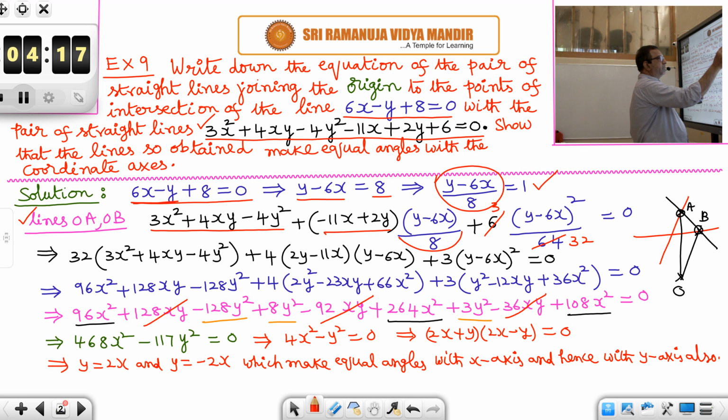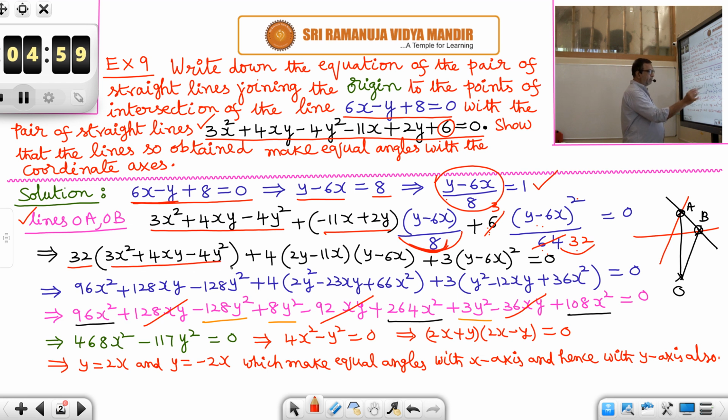Plus the constant term is 6, is it not, in the equation? That constant term 6 must be multiplied by 1 square. What is 1 square? y minus 6x whole square by 8 square, that is 64. Here numerator 6 and denominator 64, we can cancel the common factor 2. So you will get 3 in the numerator, 32 in the denominator. Here 8 is in the denominator and there 32 is there. So to remove them both, we multiply by 32. So the entire equation is multiplied by 32.